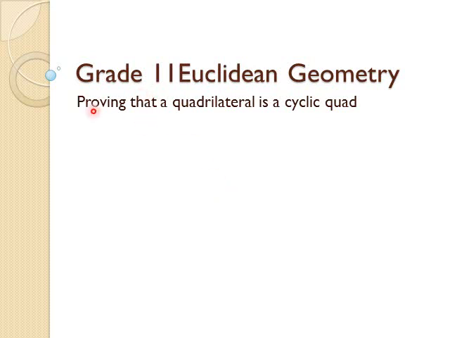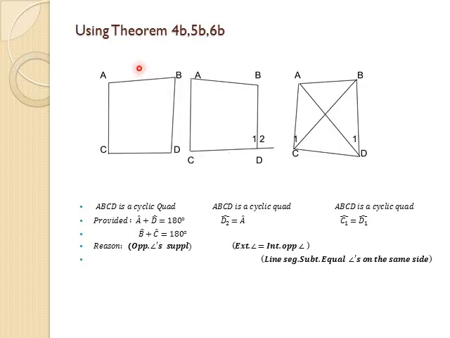I'm Mr. Simons. In this lesson, we'll be looking at different ways to prove that a quadrilateral, or four-sided shape, is a cyclic quad. In exams, we will ask you to prove items as cyclic quads. And to prove this, we can only use theorem 4b, 5b, or 6b.